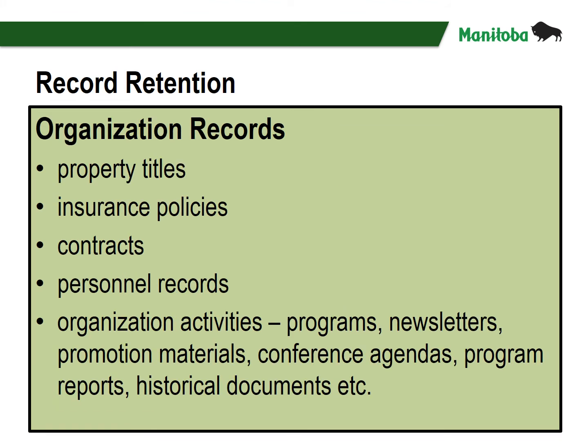And finally, organizational records that should be kept include property titles, insurance policies, contracts, personnel records, and information related to your organizational activities, such as newsletters, programs, promotional materials, flyers, advertisements, reports, historical documents. Keeping one copy of the organization's activities materials will give the organization a good archive of past activities.